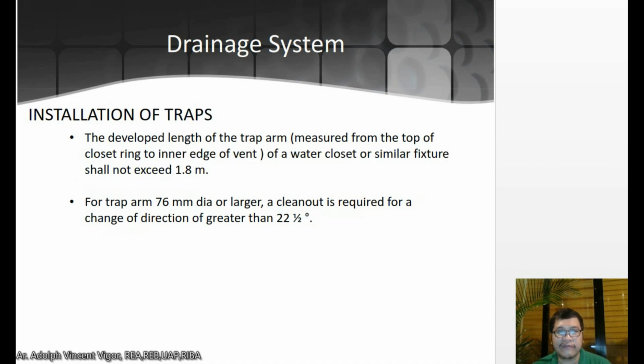For the installation of traps, the developed length of the trap arm, measured from the top of the closet ring to the inner edge of the vent of a water closet or similar fixture, should not exceed 1.8 meters. Then for a trap arm 76 mm in diameter or larger, a cleanout is required for a change of direction of greater than 22.5 degrees.